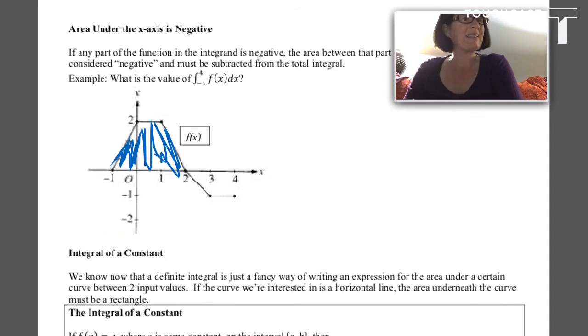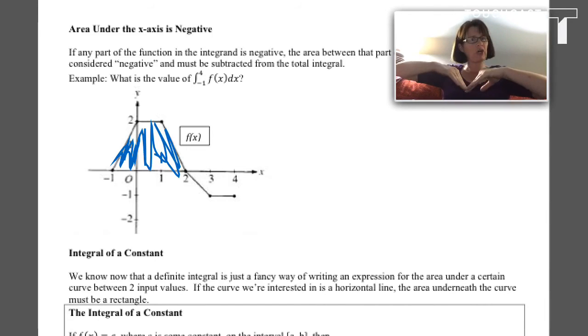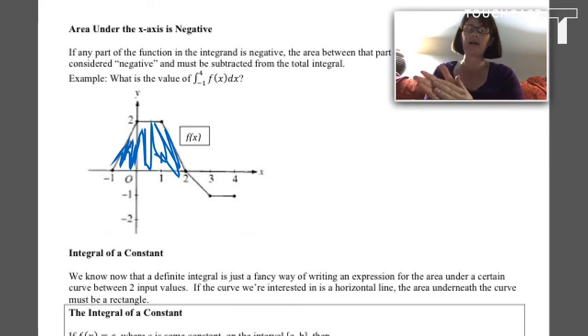Okay, so important idea, you might have already thought of it. If any part of the curve we're trying to find the area under is negative, then we have to pretend that that area is negative. And technically area is never negative. But if that area falls below the x-axis, we consider the area negative and we subtract it out.